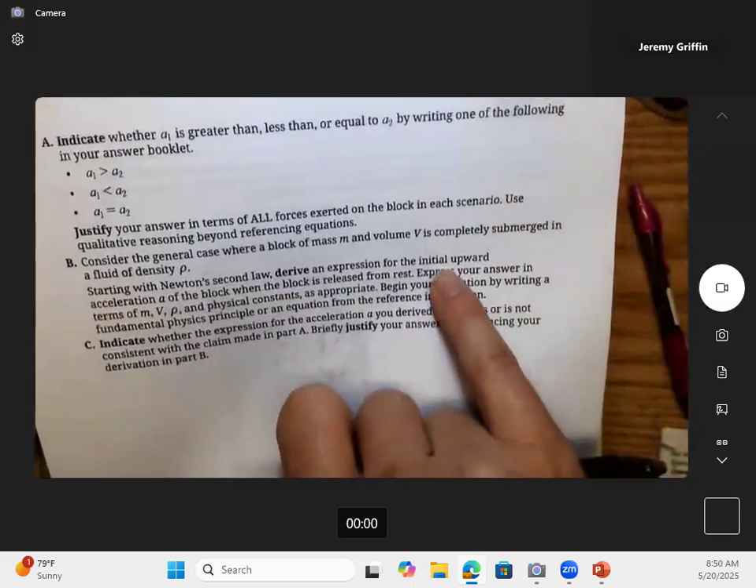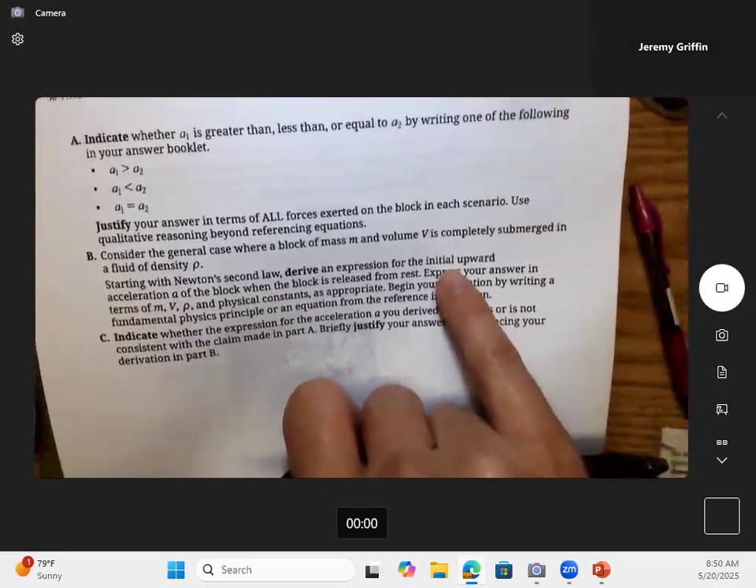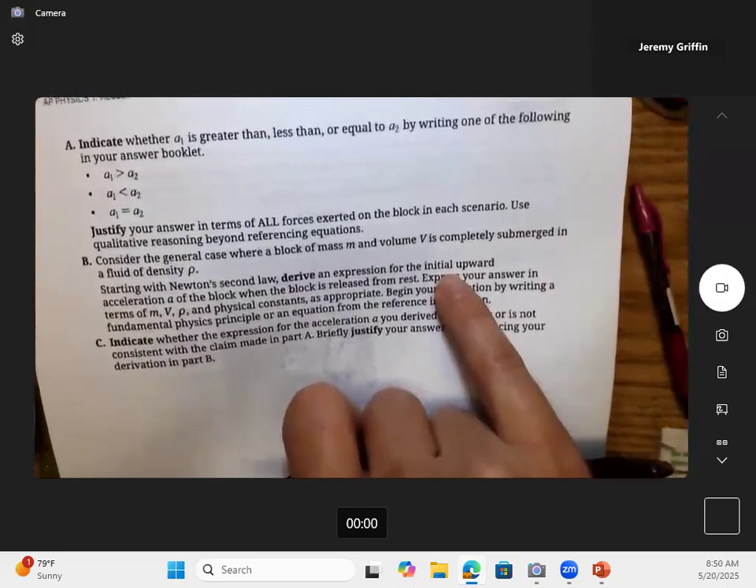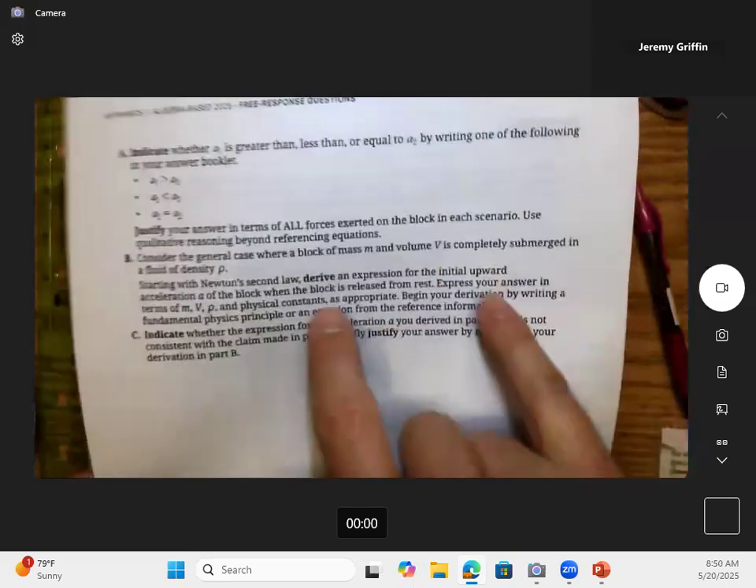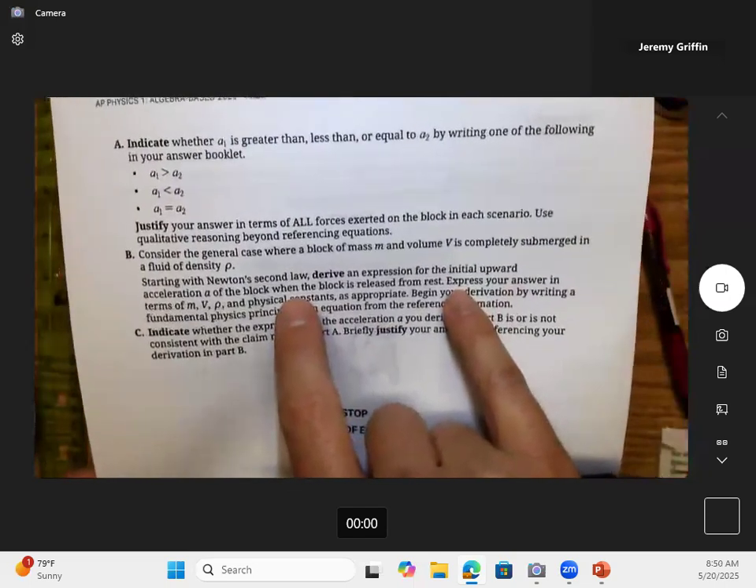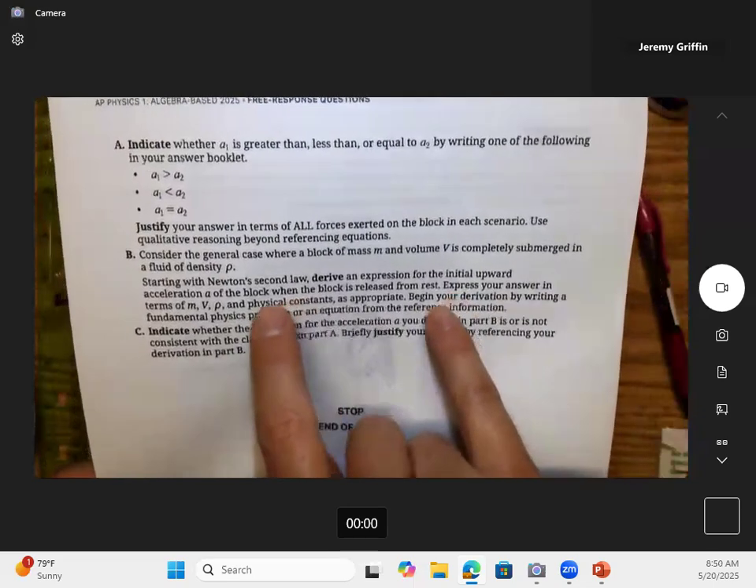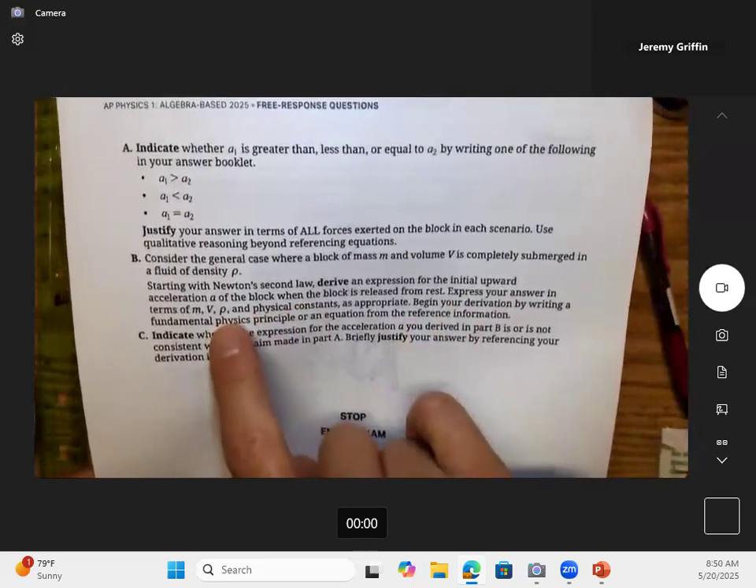Now, really, if there was no drag force, or you always ignore drag force, they could throw out the word initial. But realistically, you could really just solve for that from this class. Express your answer in terms of the mass of the block, the volume, the density.